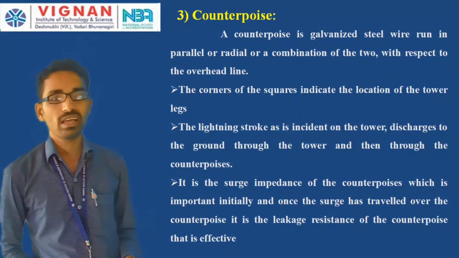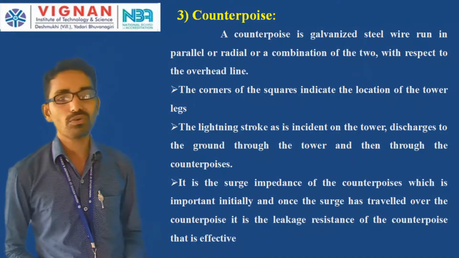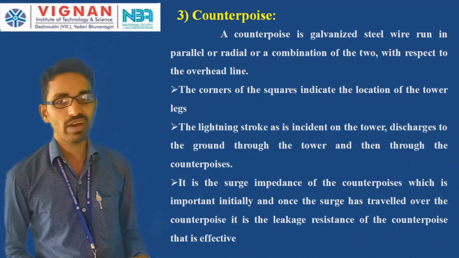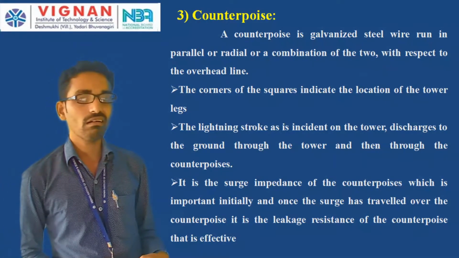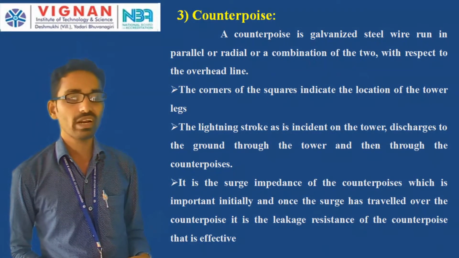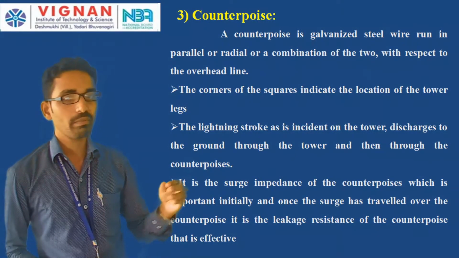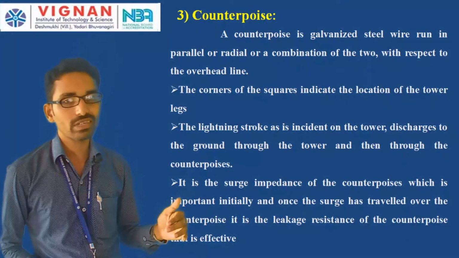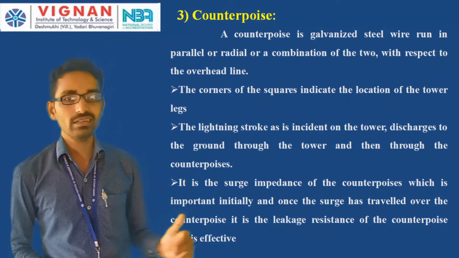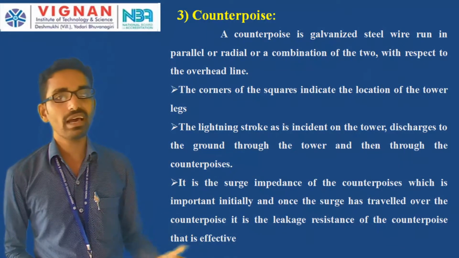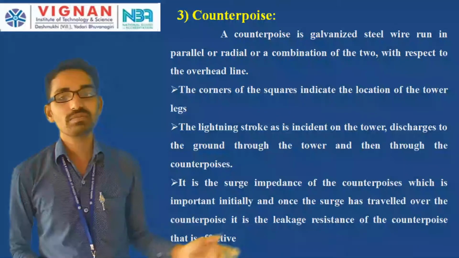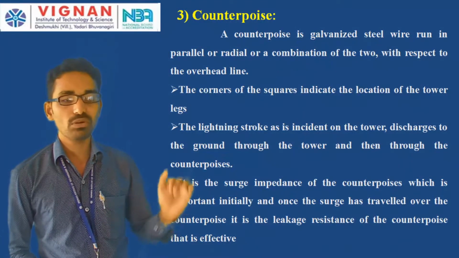Next, let us see the counterpoise. What is actually the counterpoise? A counterpoise is nothing but a galvanized steel wire which is run in parallel or radial or a combination of both with respect to the overhead line. That counterpoise is a line which is going to be run in parallel or in radial or a combination of both, and it is installed below the transmission tower.